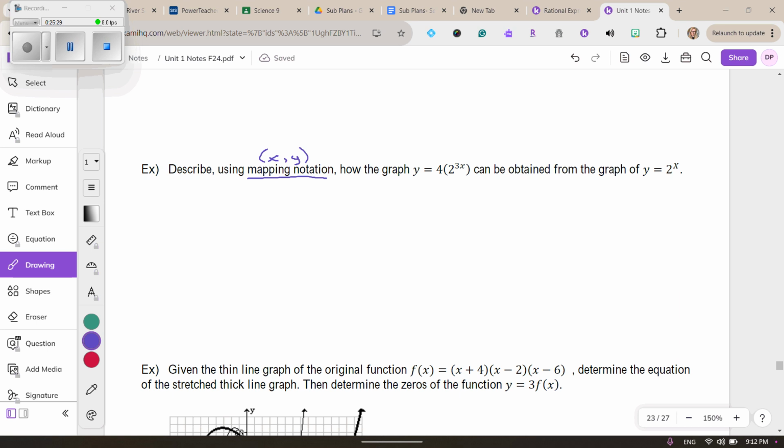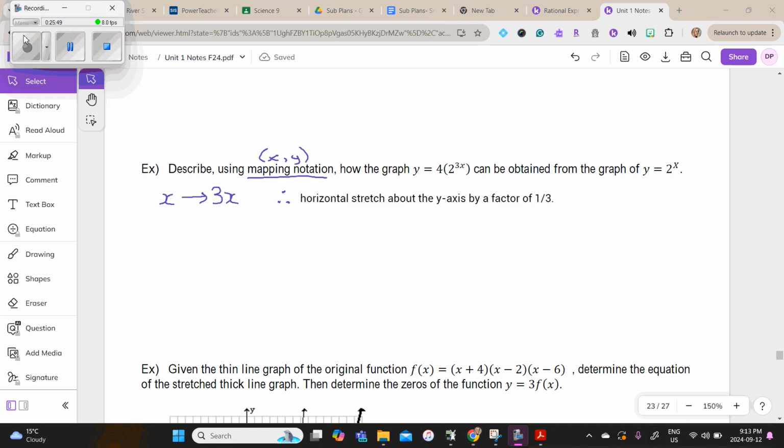So the first thing I notice is that the x has been replaced with 3x. So that tells me right away that we have a horizontal stretch. My pen's not working very well, so I decided to just type it out, but it's a horizontal stretch about the y-axis by a factor of 1 over 3. Okay, now we have to figure out where this 4 is coming from. We know it's not directly attached to the 3x. So right away, we know it's not affecting x.